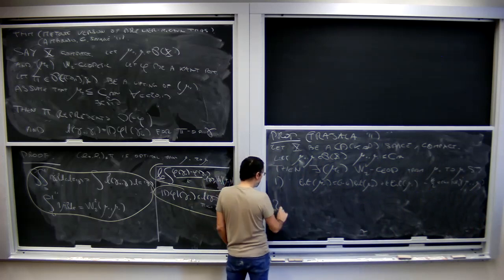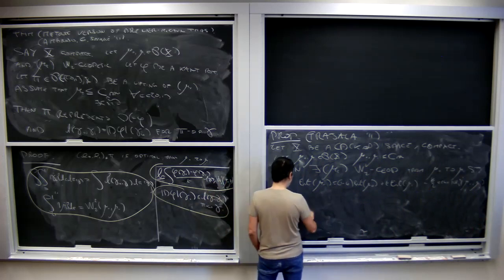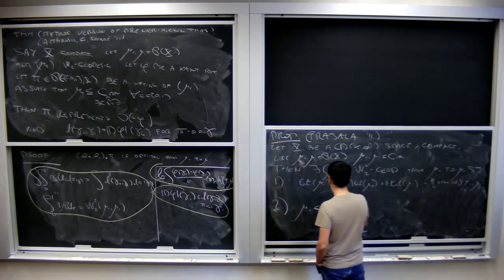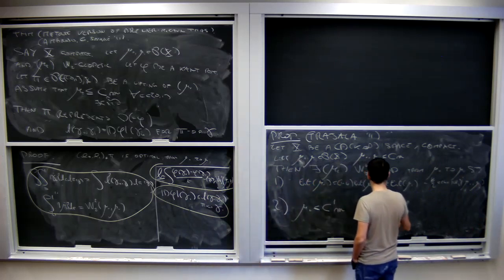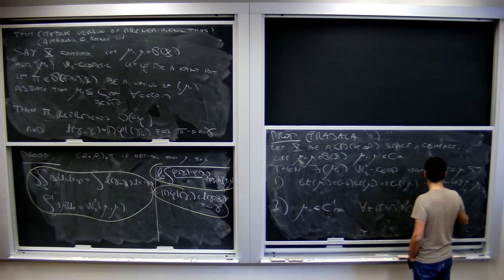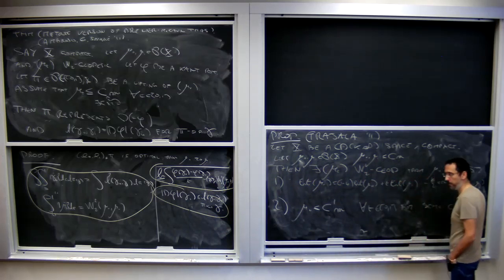So Rajala tells you something more. Second is that you can choose such geodesics so that this holds true for every t, for some C prime.